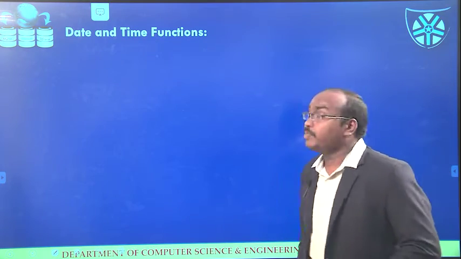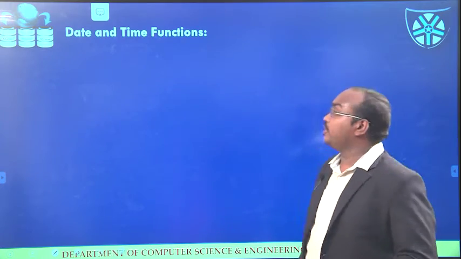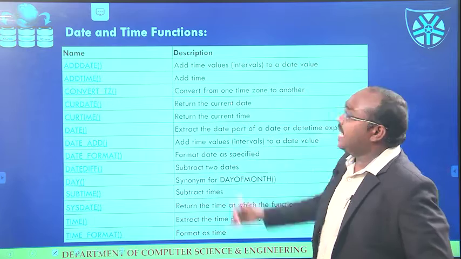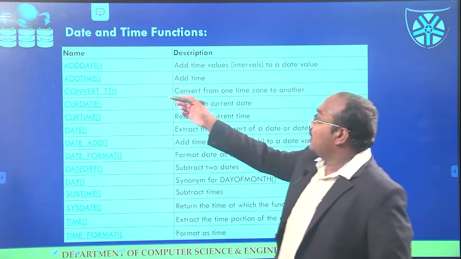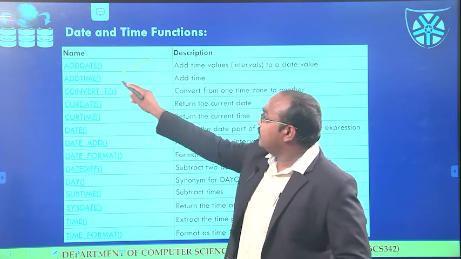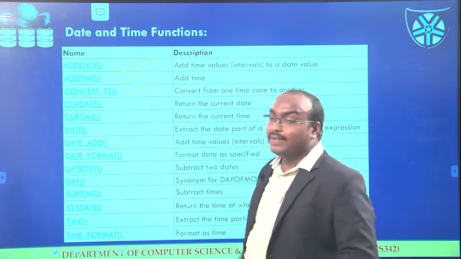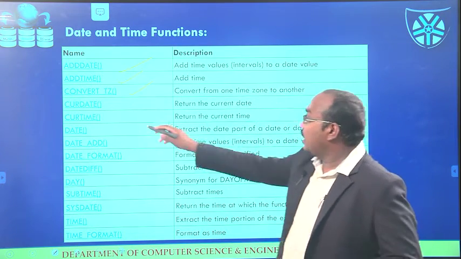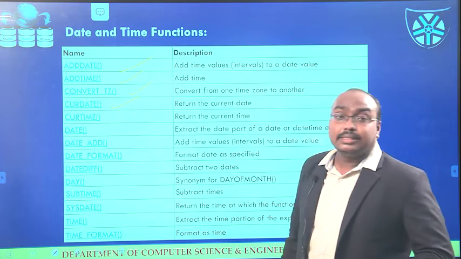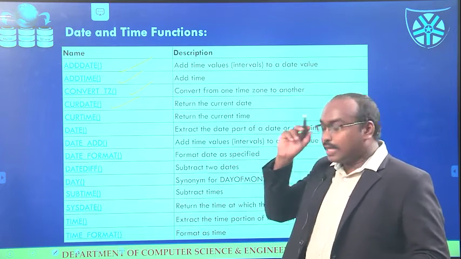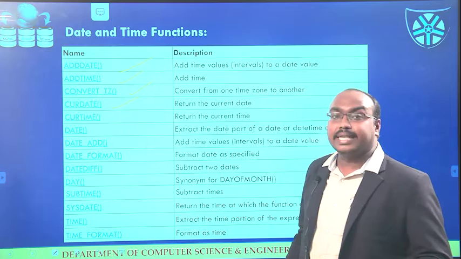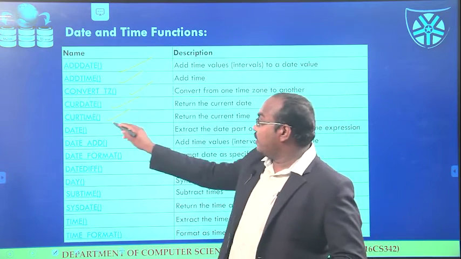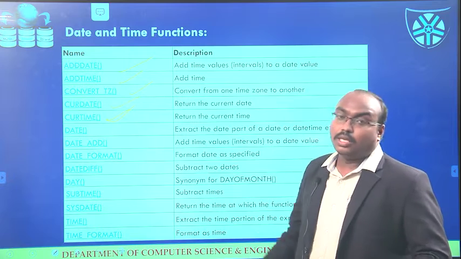And the next function, date and time functions. Here these are the date and time functions: ADDDATE, ADDTIME, and the next one, CONVERT_TZ. This function will convert time zones. Next, CURRENT_DATE. The current date function returns the current date. And the next one, CURRENT_TIME. This function returns the current time of the system.